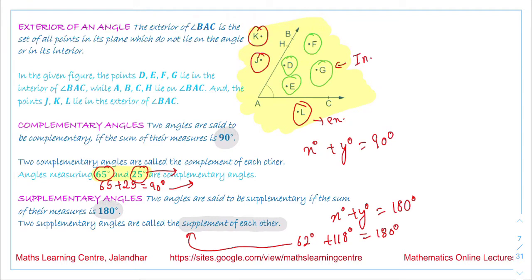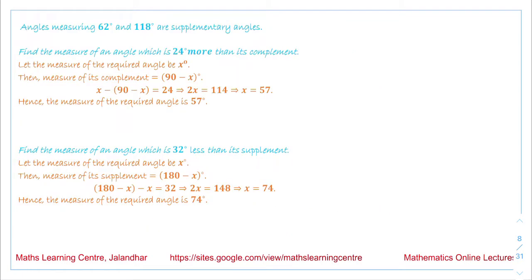Next is: find the measure of an angle which is 24 degrees more than its complement. This is the question we have. Let us consider the angle we are finding to be x, so its measure is x degrees. Then the measure of its complementary angle is 90 degrees minus x degrees, or you can write 90 minus x degrees.